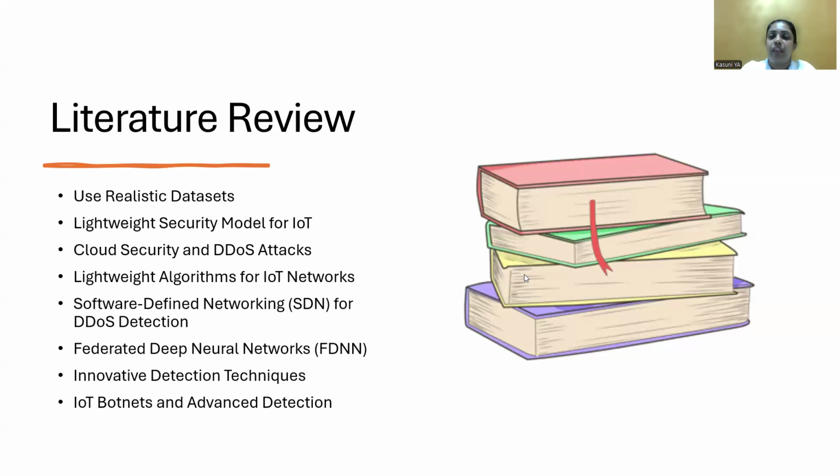Next, FDNN. Here, this study introduced a federated learning approach to detect DDoS attacks by training models across multiple devices. It achieved 99.78 percent accuracy while keeping the data private. This method is scalable and works well in IoT environments, making it a promising solution for future cybersecurity activities.